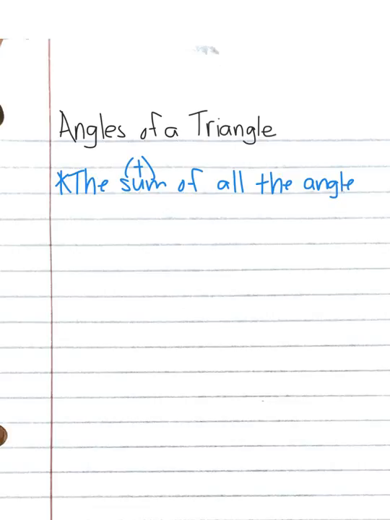Hopefully, when you did the exploration activity, you realized that the sum, if you don't remember what sum is, it means that you are adding, of all the angles in a triangle is always 180 degrees.